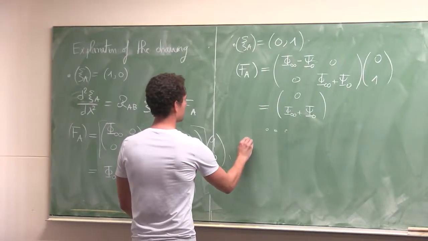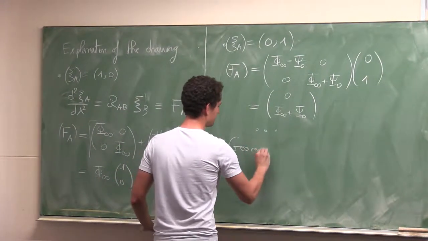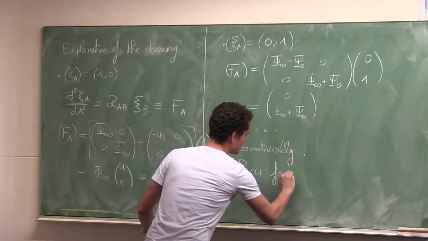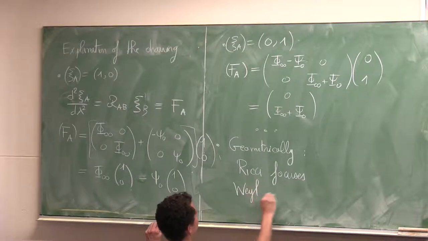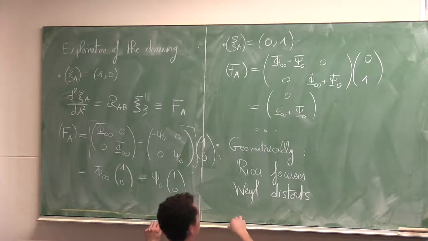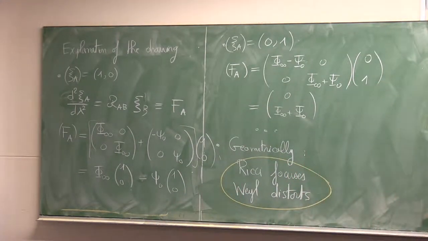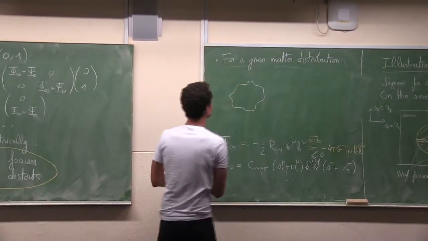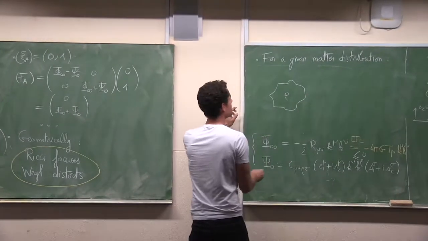So, yeah, we have that geometrically. Ricci focuses, while Weyl distorts. And we also know that for a given matter distribution, imagine a given distribution of matter here. So you have a given rho. And this is a vector.